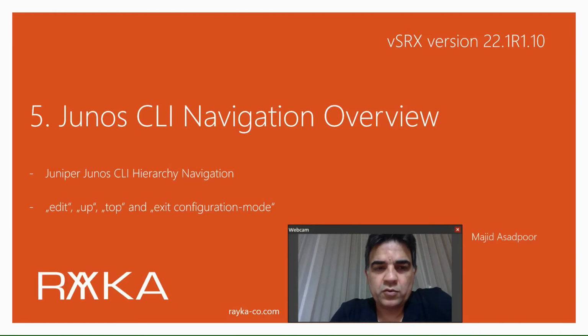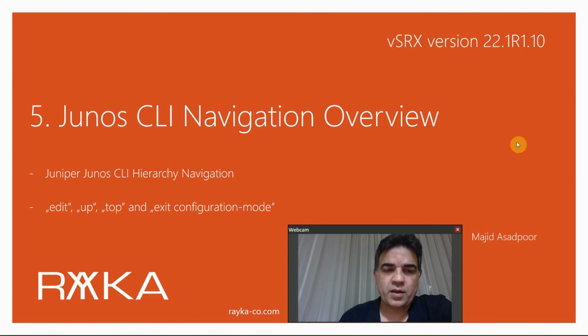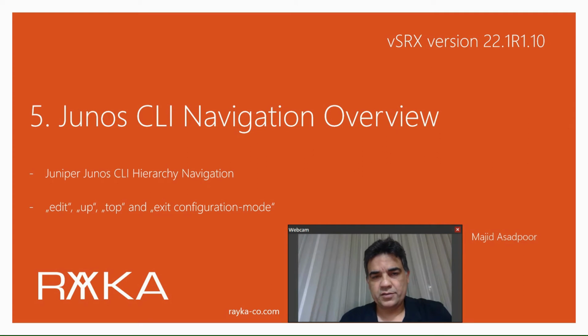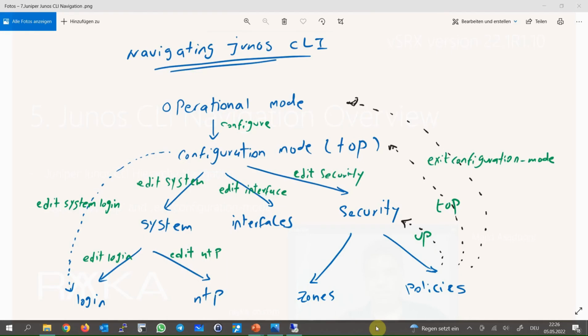In this video, I'm going to talk about Junos CLI hierarchy. In other words, how to navigate through the Junos CLI hierarchy structure with the help of the commands edit, up, top, and exit configuration mode to configure Juniper devices. Also, we have seen and manipulated various Junos CLI hierarchical levels in the previous sections. In this section, we will get to know them in more detail.